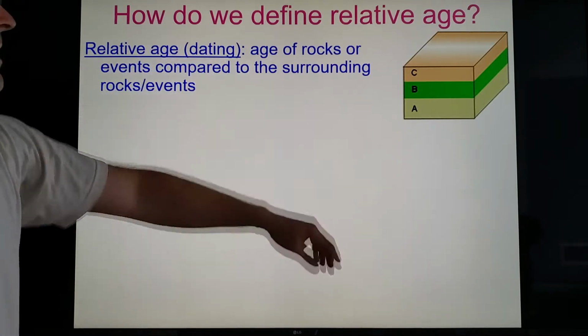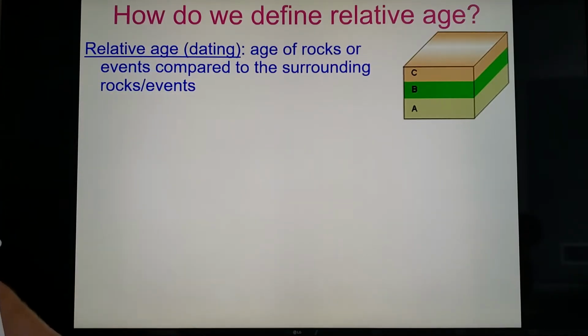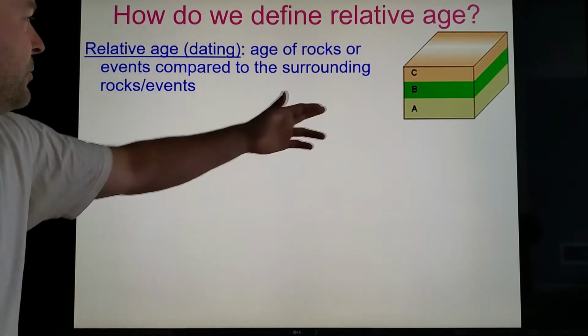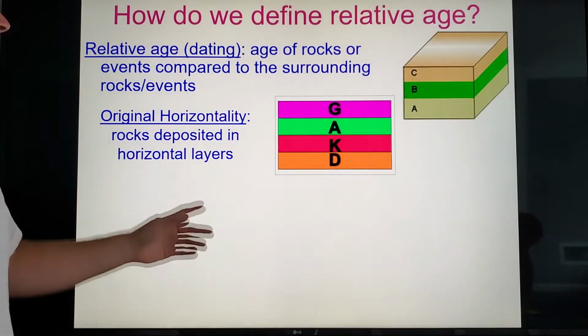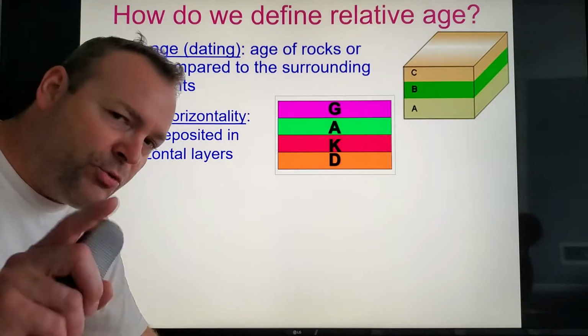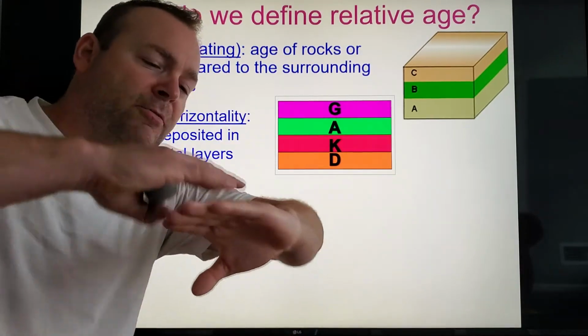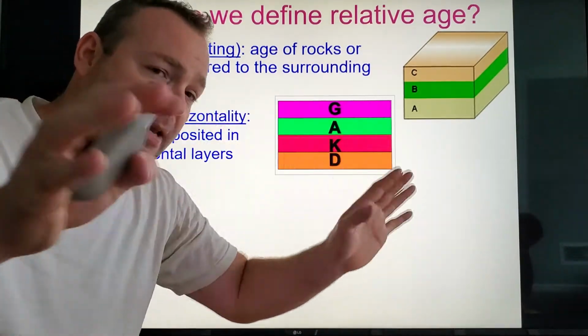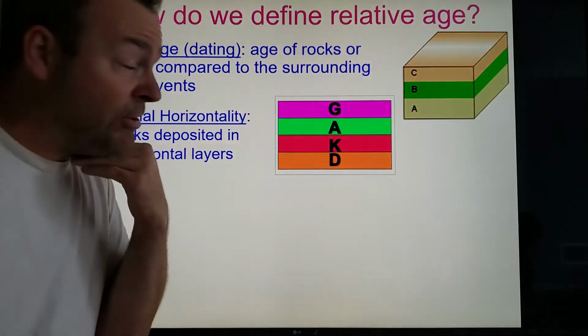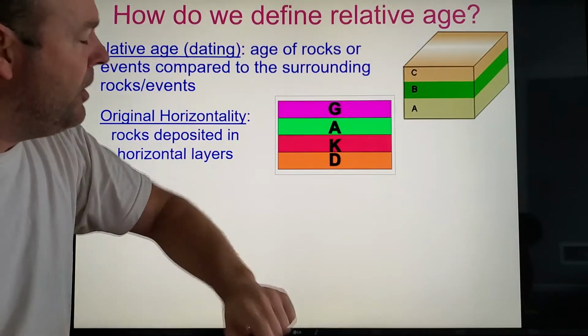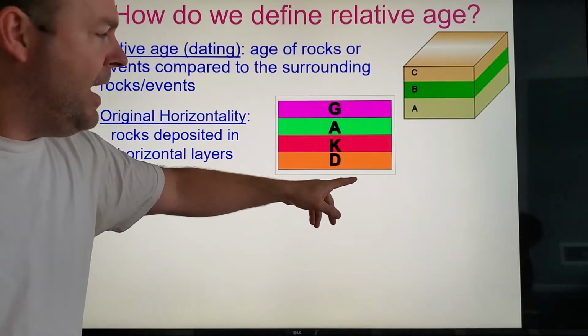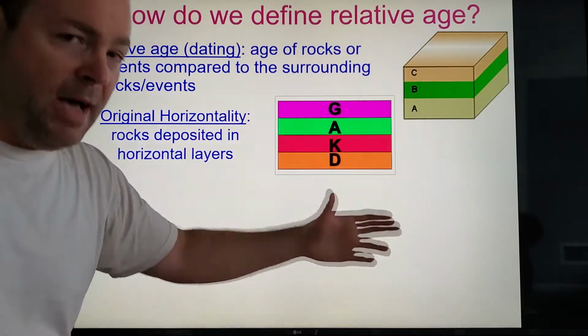But on a more serious note, so here we go. Relative age dating, figuring out how old something is compared to a surrounding event. Rule number one, sedimentary rocks start out flat, right? Original horizontal, and they stack like pancakes. That's how they start out. They don't always end up that way, but that's how they start. So the oldest one would be on the bottom, right? The youngest one on the top.